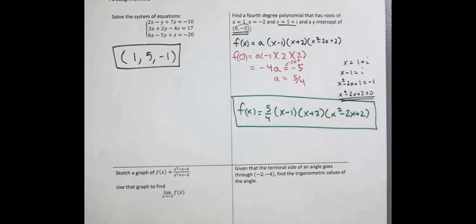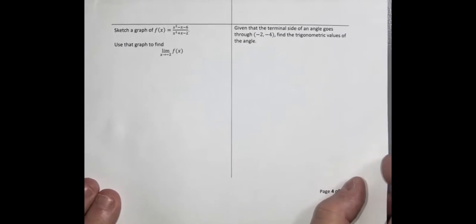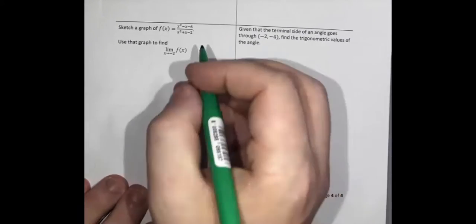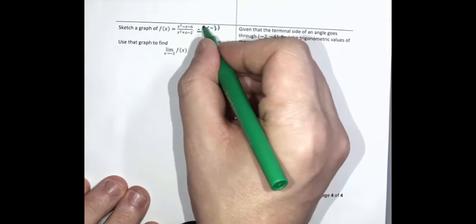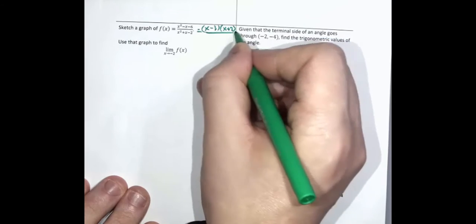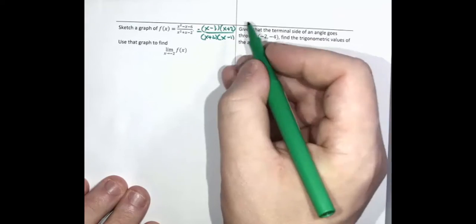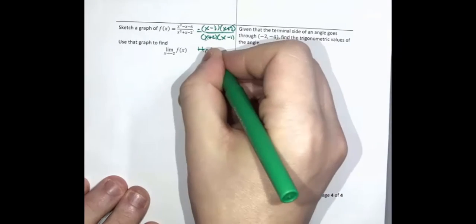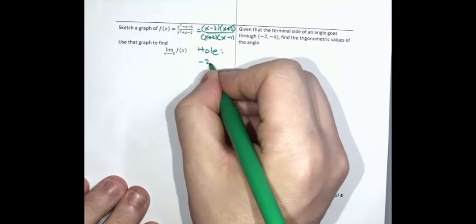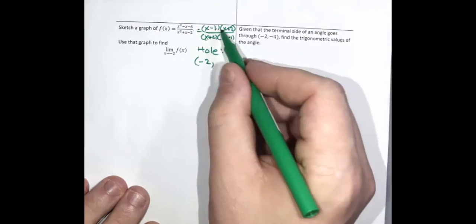Okay, third problem. Sketch a graph of this rational function and then use it to find a particular limit. Okay, so this function is x minus 3, x plus 2 over x plus 2, x minus 1. So we get some nice reduction with the x plus 2's, which is going to create a hole located at -2, comma, whatever you get when you replace the x with the -2.